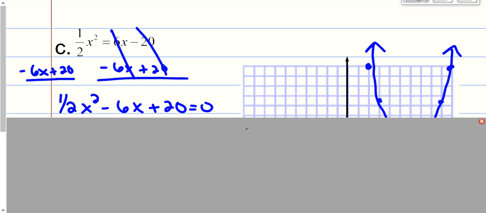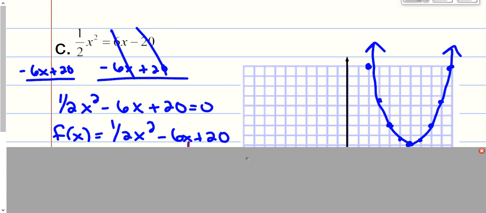So we now have 1/2 x squared minus 6x plus 20 equals 0. And we can change that 0 to f of x. And so here's our equation, and our graph. Plug this equation into your calculator and graph it.